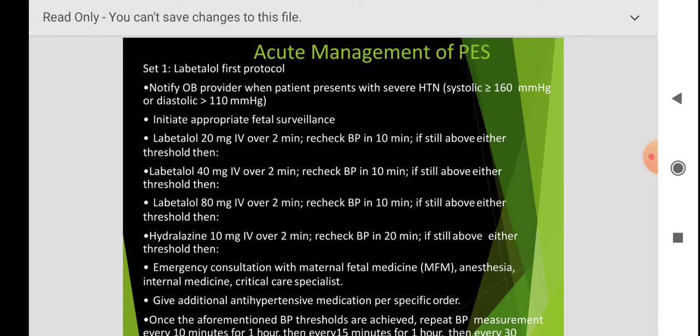Acute management of preeclampsia. Usually in our setup, we consider giving IV labetalol. The dose is 20 mg IV in 100 ml NS over 20 minutes. Then you have to recheck the BP after 10 minutes. If it is still not controlled, then next time you are going to give 40 mg IV in 100 ml NS. Again recheck after 10 minutes. If it is still not controlled, you can consider giving 80 mg. So a maximum of 80 mg IV dose can be given.